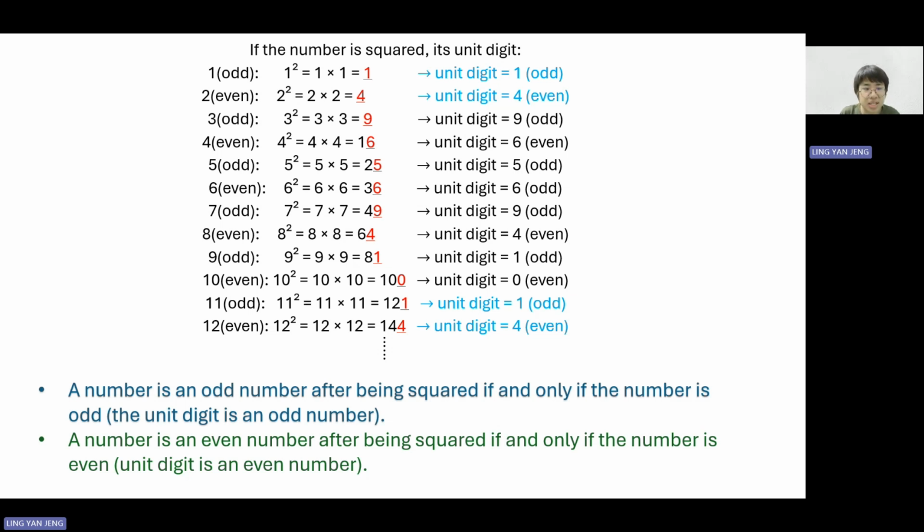So we know that a number is odd after being squared if and only if the number is odd, because the unit digit is an odd number. And a number is even after being squared if and only if the number is even, because the unit digit is an even number. Remember, this one is so important.